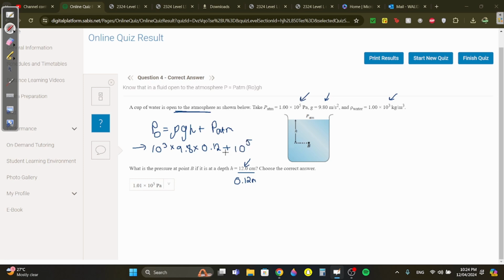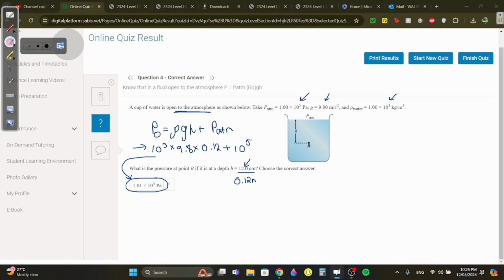So just put this in a calculator. I don't think you get it in scientific notation, but once you put it in scientific notation, you get 1.01 times 10 to the power of 5.